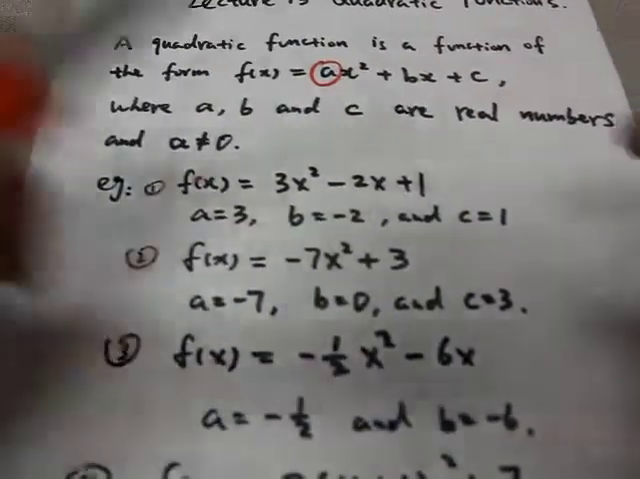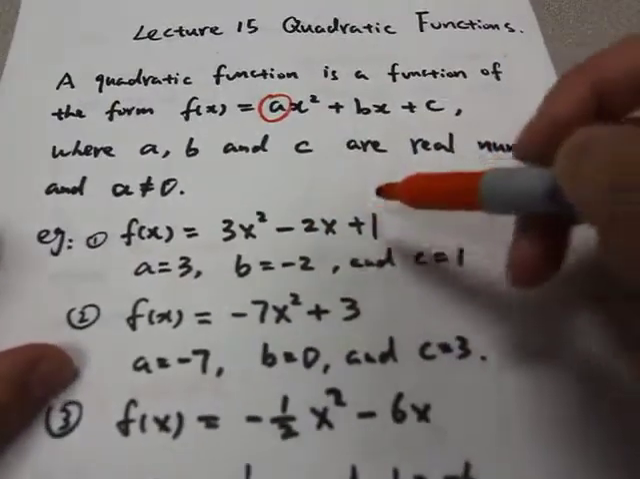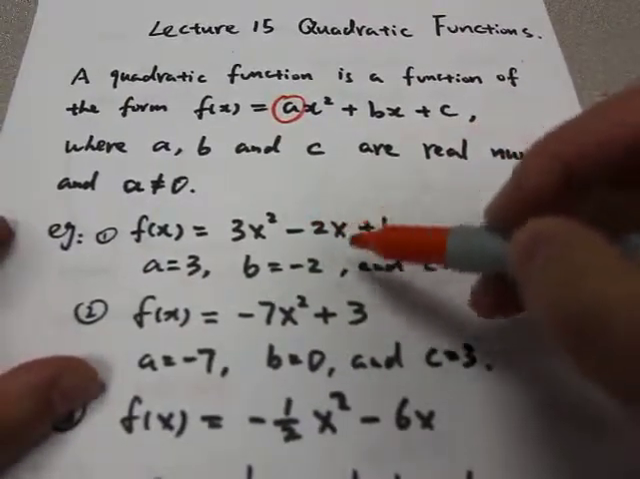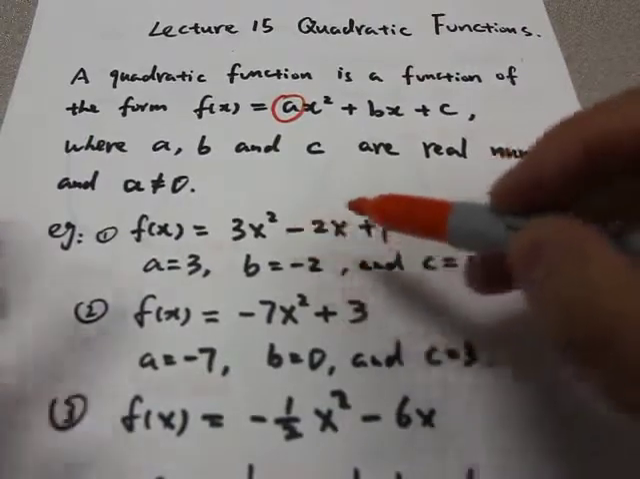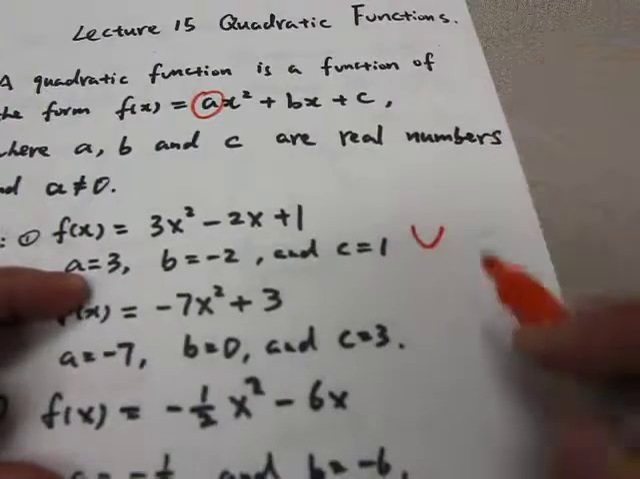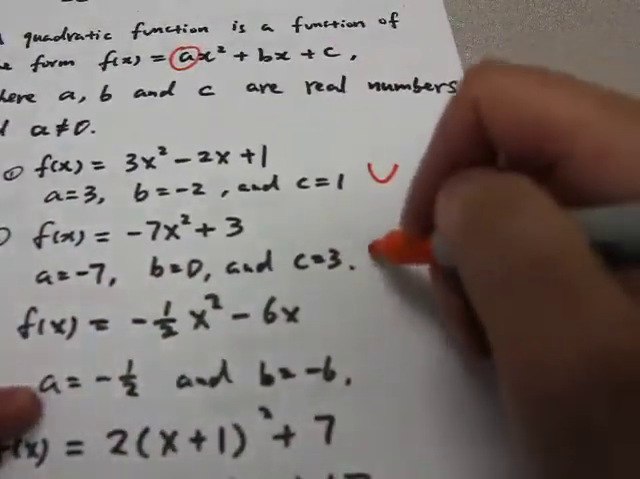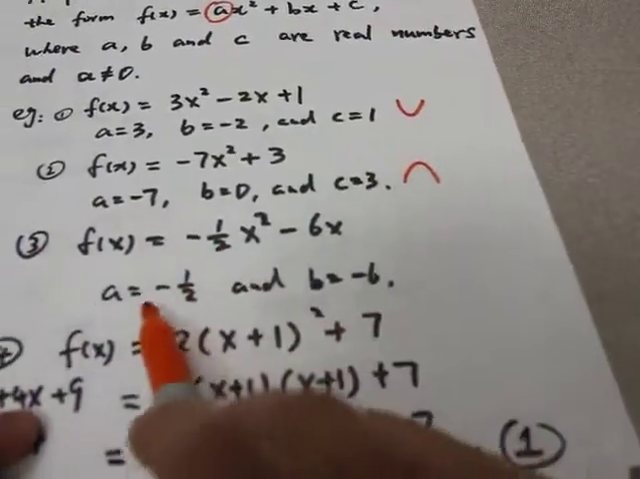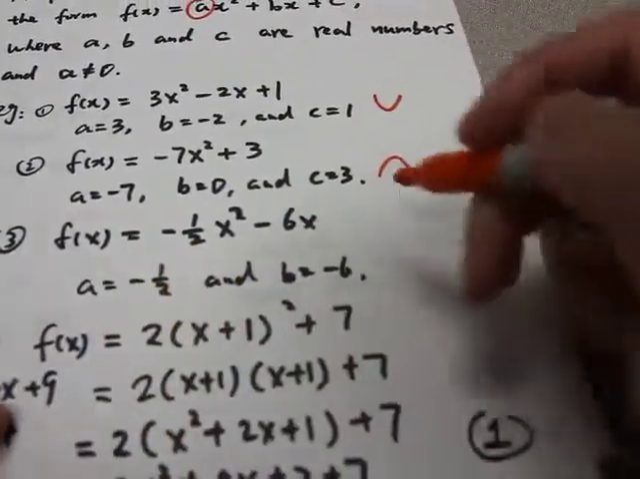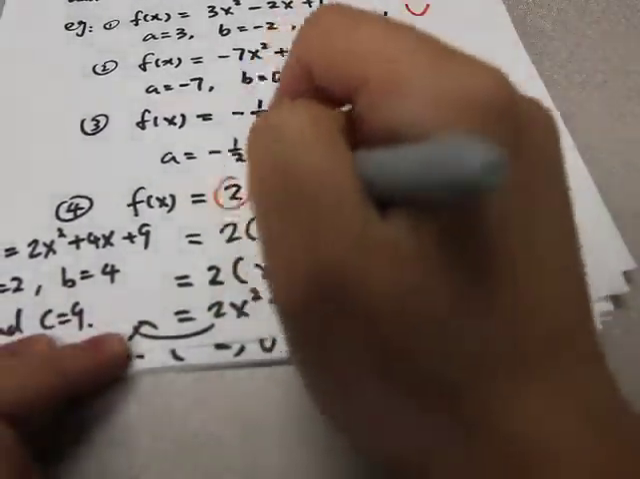Using this way, we can tell for this quadratic function, even though right now we don't know where the vertex is, that since a is positive 3, the graph opens up. And here, since a is negative 7, the graph opens down. And here, a is negative 1/2, so it opens down. And here, a is positive 2.